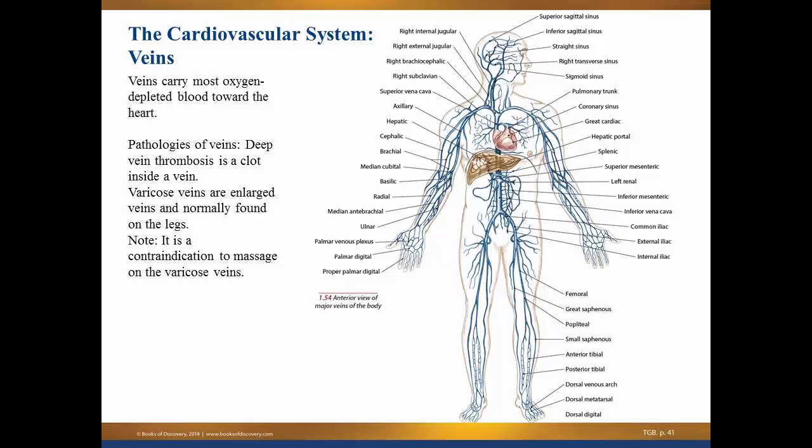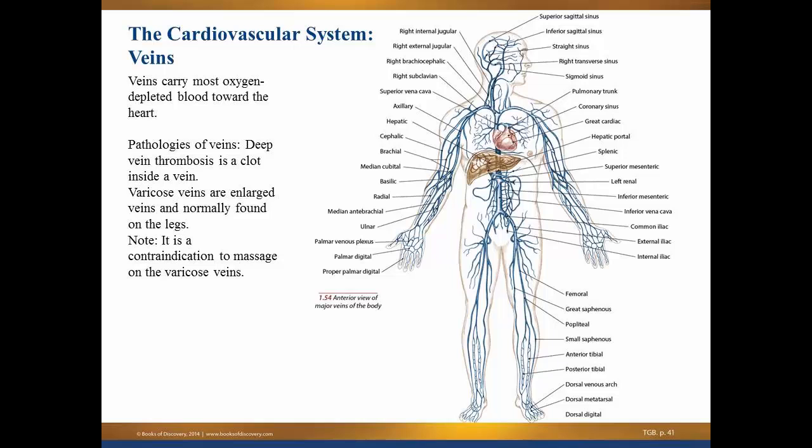What metabolic waste does oxygen-depleted blood normally have a lot of? If you said carbon dioxide, you're spot on. Veins carry the blood back towards the heart and eventually to the lungs, where it will be exhaled.